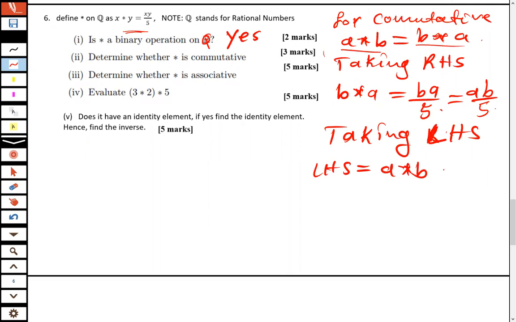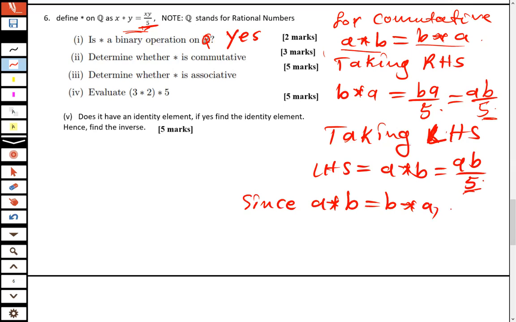So a star b is equal to, we replace a and b in this expression, while there's x we put a, while there's y we put b. So we have ab over 5. When you compare this one and this one, you discover that they are the same. Hence, you can conclude that since a star b is equal to b star a, then star is commutative.